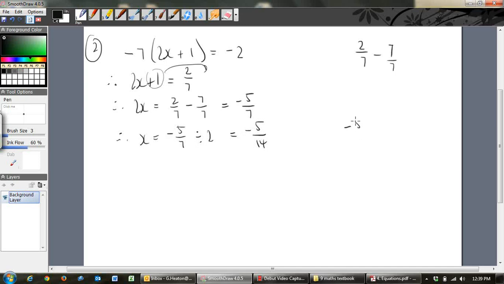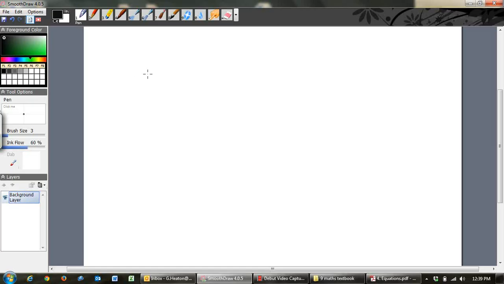The other way you could do it is go -5/7 divided by 2 over 1, which is the same thing as -5/7 times 1 over 2, times the top lines times the bottom lines. Okay, so get used to fractions, get good at fractions. That's what I expect of you. Fractions will just make you a so much better mathematician.